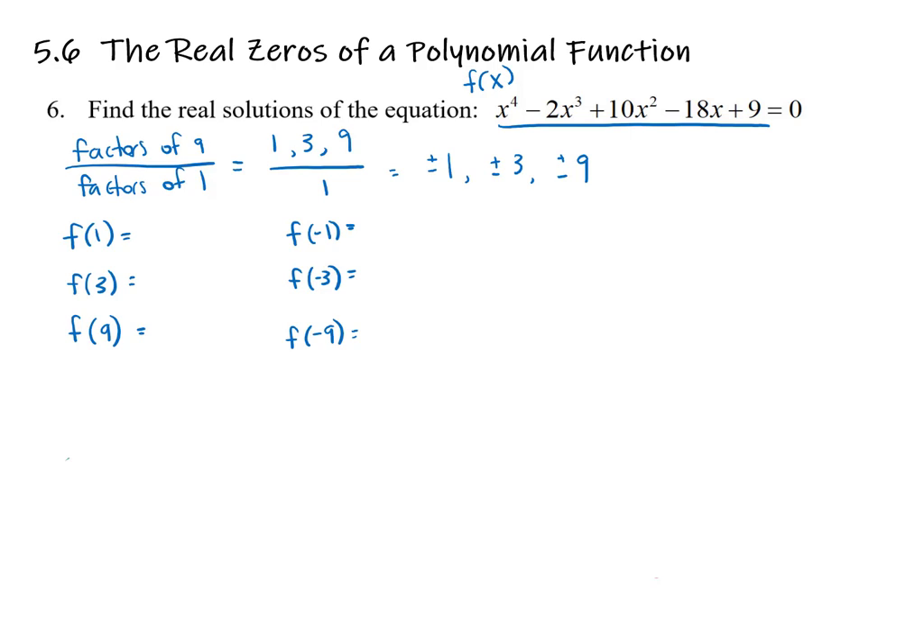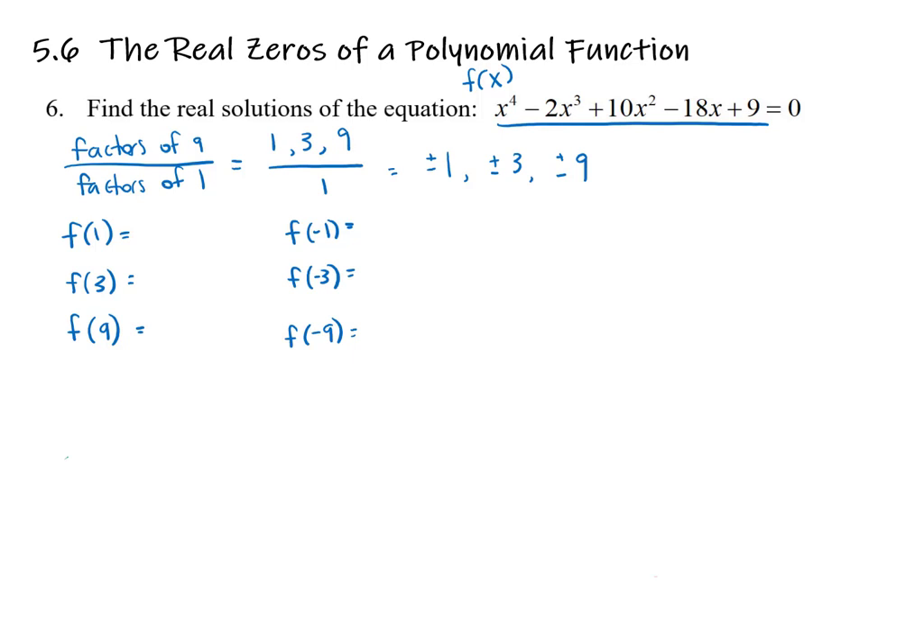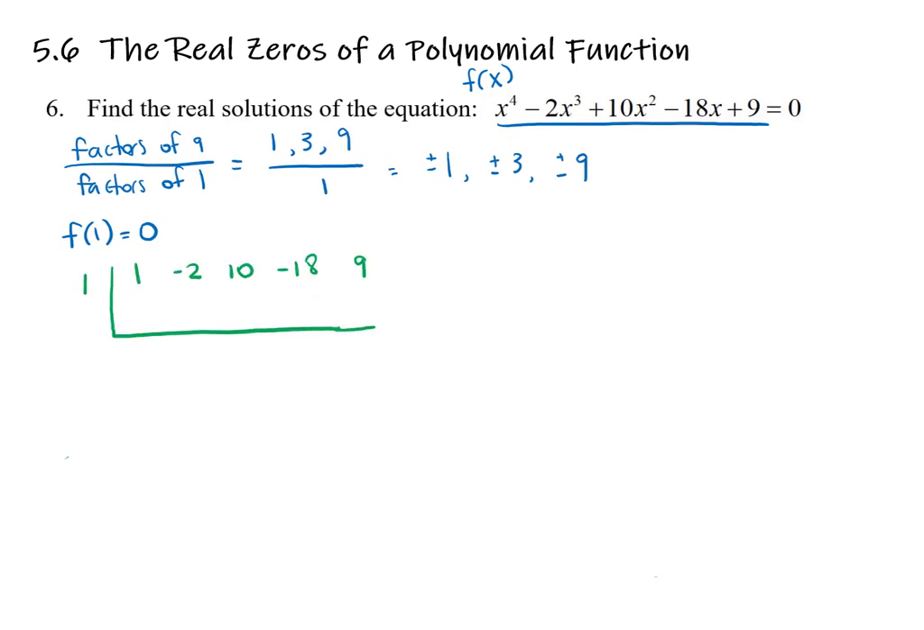I'm going to use my calculator to help me figure this out. Right away, when I plug 1 in, I get f of 1 is 0. Let's go ahead and do the synthetic division. Bringing down the first one, we get 1 times 1 is 1. Add these together, we get negative 1. Multiply by the 1, we get negative 1. Add those together, I get 9. Multiply by the 1, add those together, I get negative 9. Multiply by the 1, add those together and get 0.